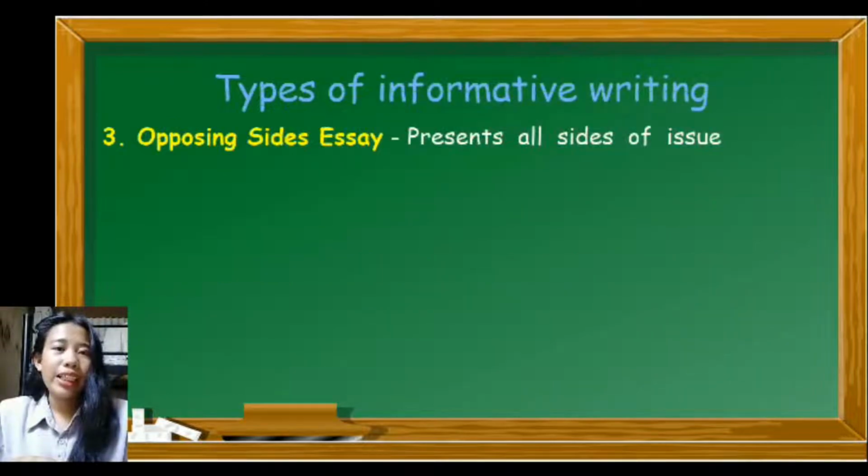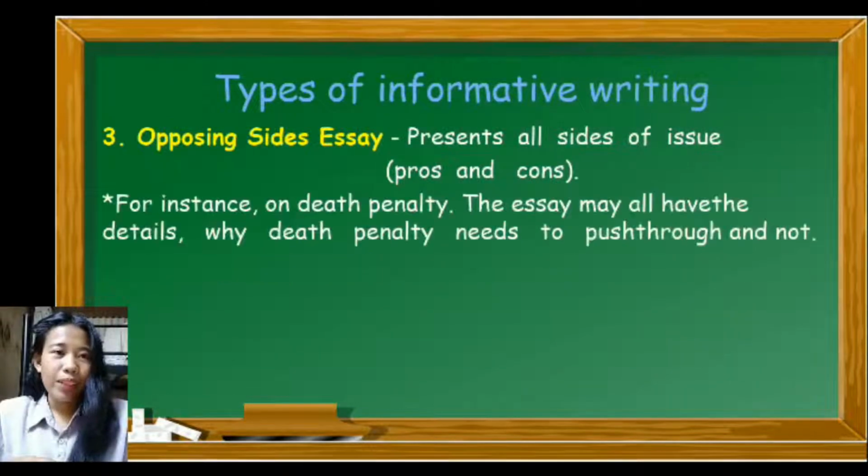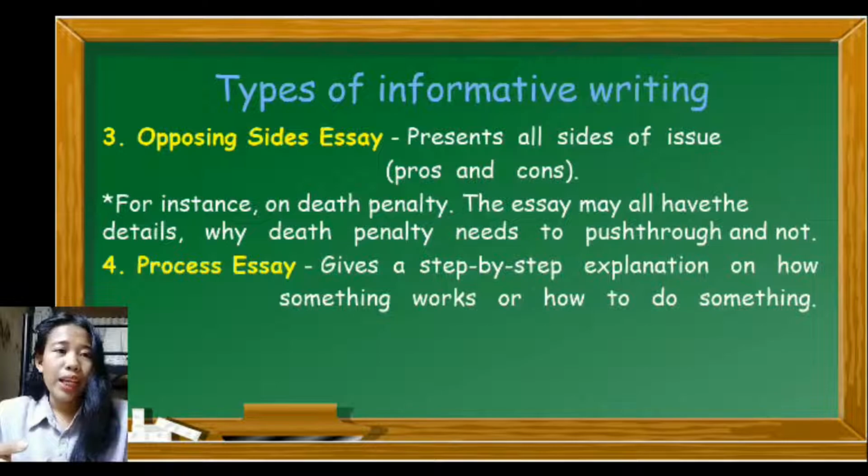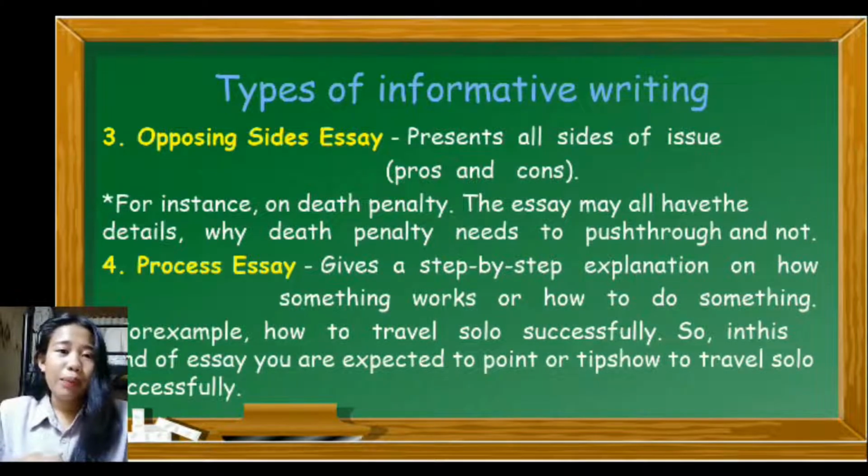And number 3 is the opposing sides essay. This presents all sides of an issue, the pros and cons. For instance, on the death penalty, the essay may have all the details on why the death penalty needs to push through and why not. Number 4, the process essay.